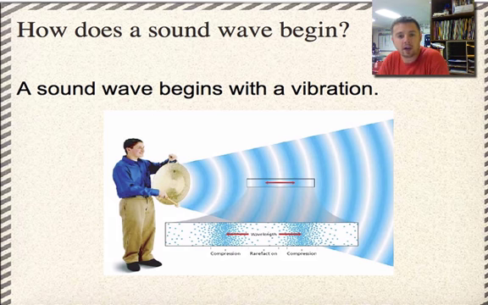How does a sound wave begin? Well, all sound waves begin with a vibration. As soon as a medium is disturbed, that means energy has been placed into the system, causing a disturbance, and that sound wave begins to move, or propagate, throughout the medium.